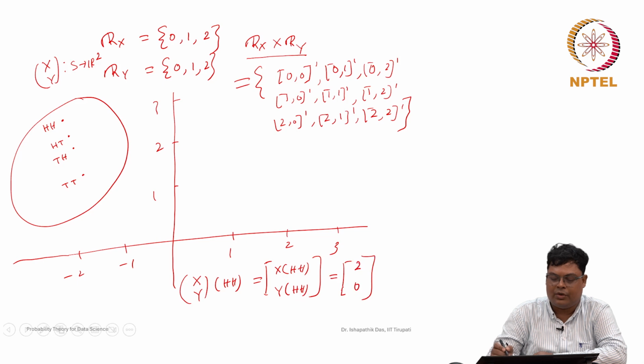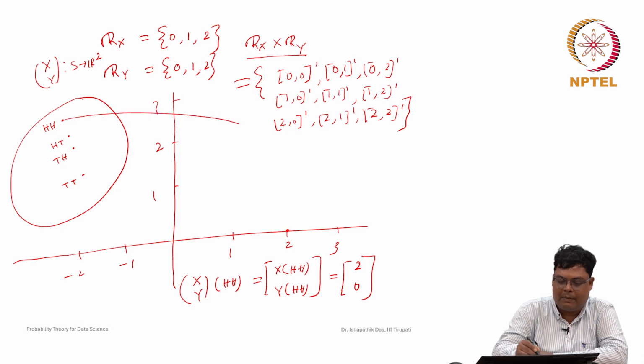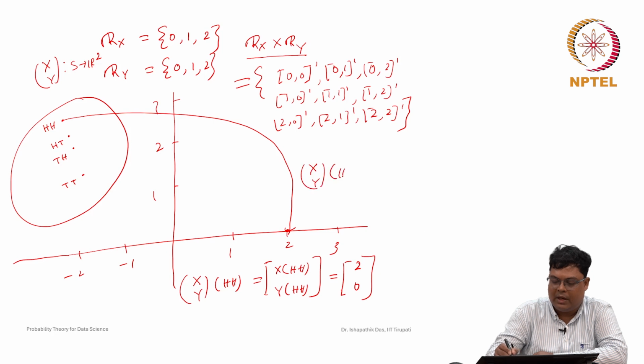So, this is nothing but (2, 0). Basically under this, this is coming to (2, 0). So, this point is mapping to this point, which is nothing but XY of head head. Now, what is the value of, suppose, XY of head tail?